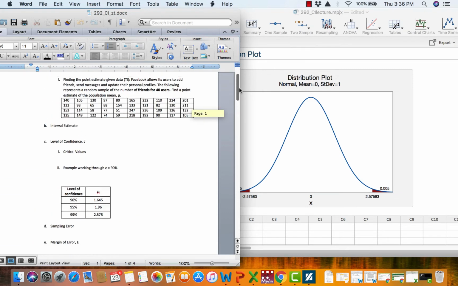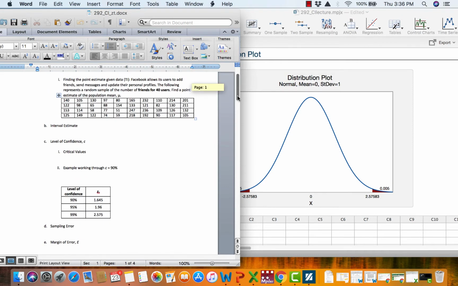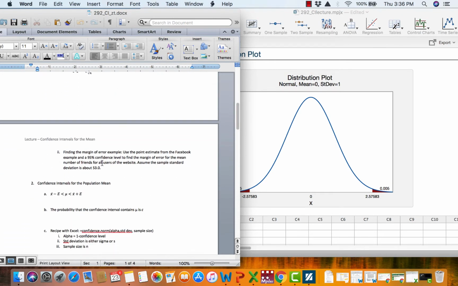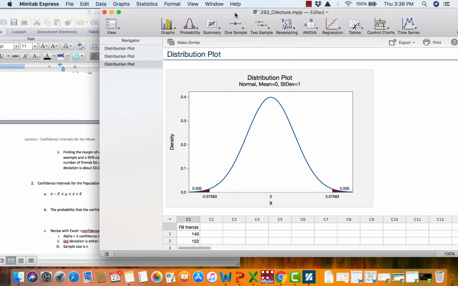Now, going back to Facebook for a second, what do we have here? We have the number of friends for 40 users on Facebook. Okay, so the number of friends for 40 users on Facebook, and in the problem, I say we want to be 95% confident, and I give you the standard deviation. Okay, so let's go over here.